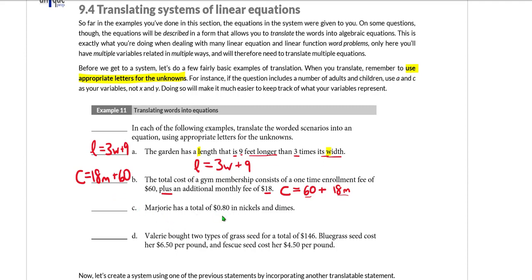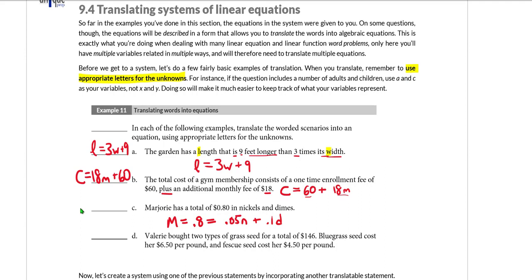Marjorie has a total of 80 cents, or $0.80, in nickels and dimes. So what that means is that Marjorie's money, I'll just use M, is 0.8, and that is made up of 0.8 has to equal 0.05 times the number of nickels, because nickels are worth 5 cents, $0.05, plus 0.1, that's a tenth of a dollar or 10 cents, times the number of dimes.